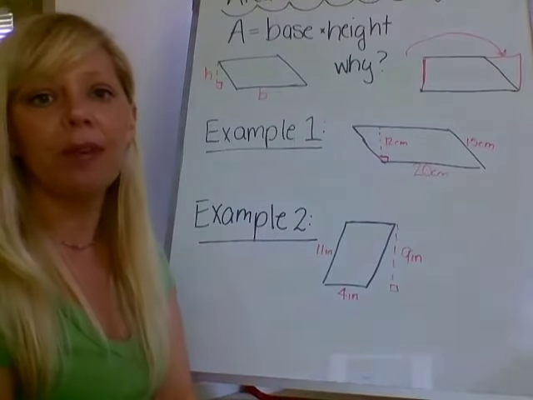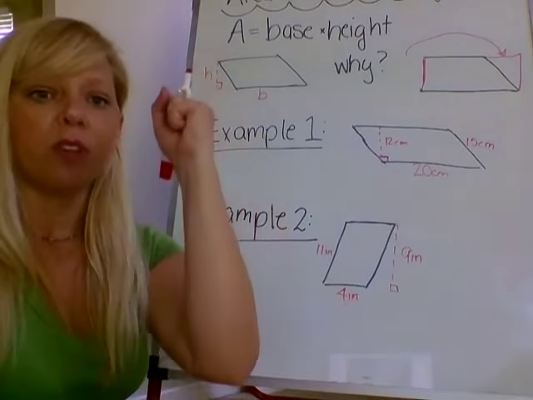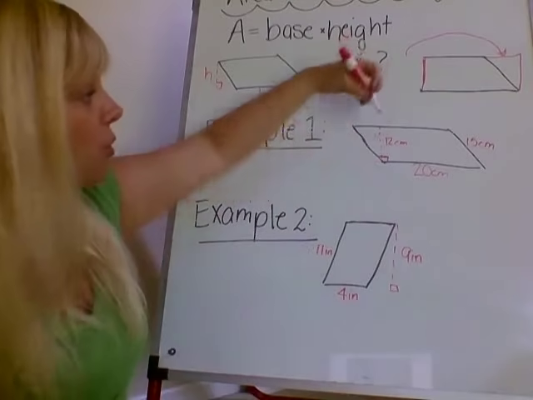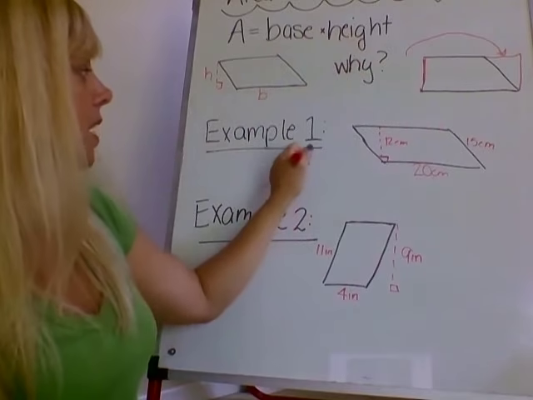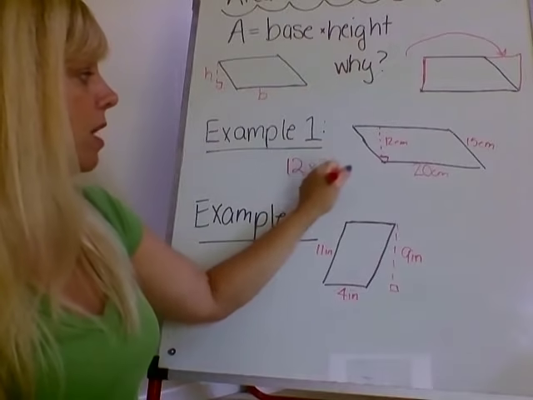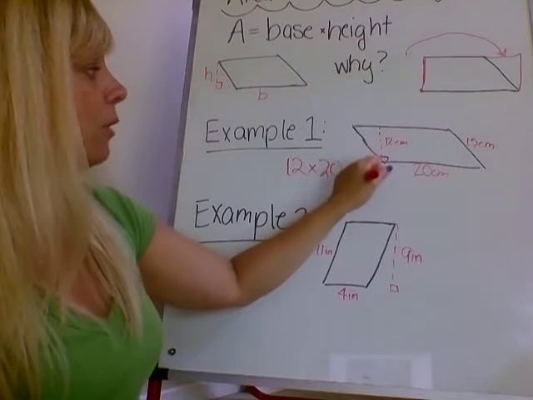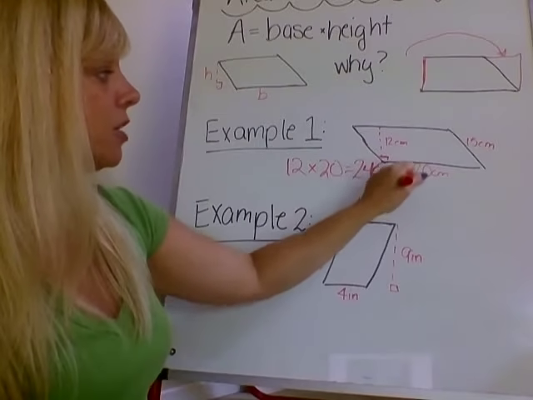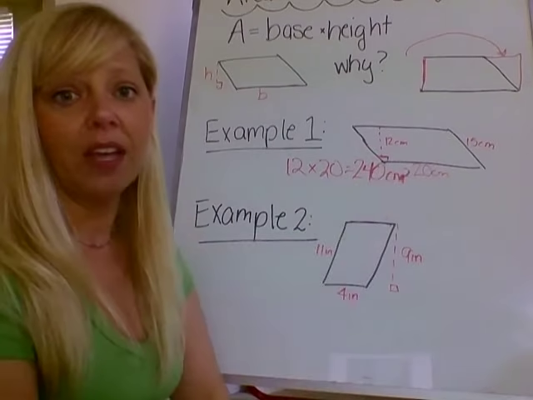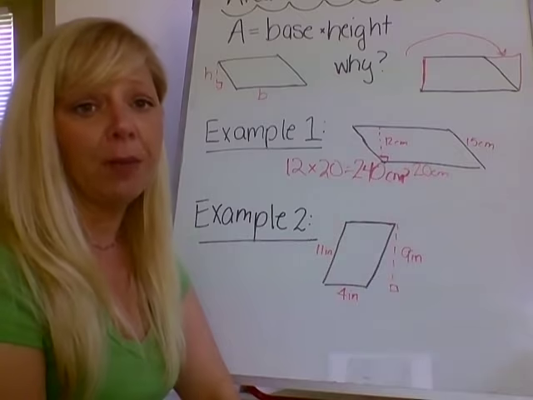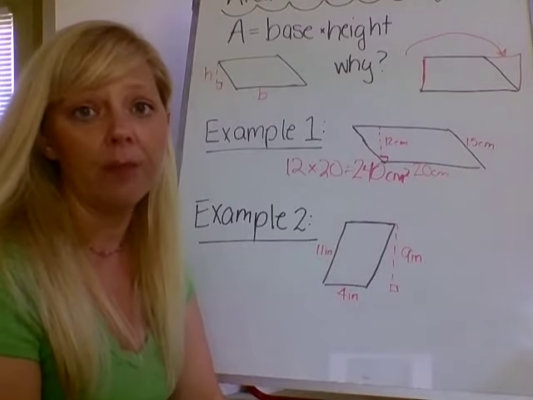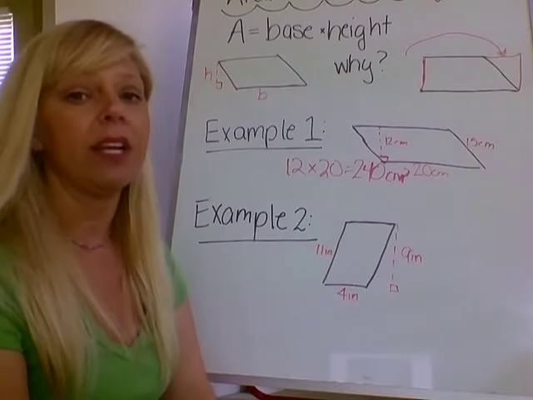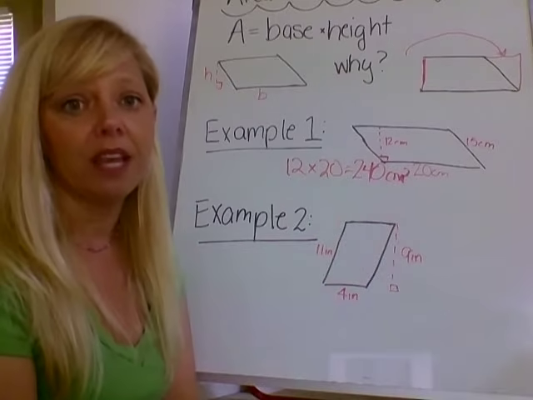So that is the only piece that I need to worry about, those two pieces that make that right angle. If I take the 12 times the 20, base times height, I get the area of this parallelogram, which is 240 centimeters squared. So that 15 never ever came into play. I would only use it if I wanted to find the perimeter of my parallelogram, but I'm going to find area, and area is always where that right angle piece is.